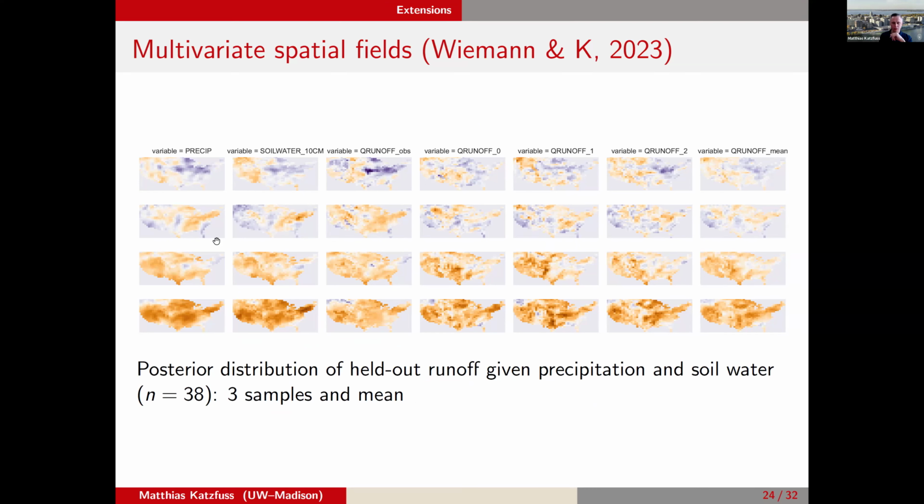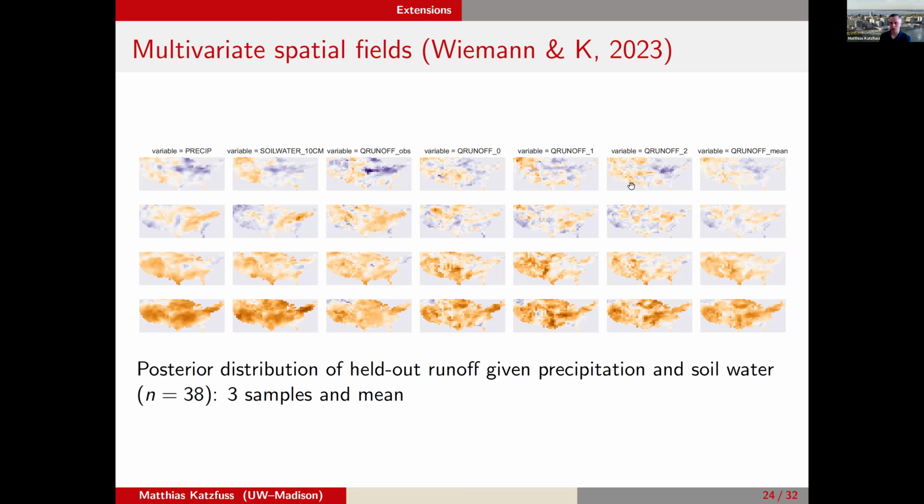Now we look at these test samples here, and we say, let's assume that we don't know the runoff, but that we do know precip and soil water. Then we take the learned distribution in our transport map and compute the conditional distribution of runoff given precip and soil water. So we hold this third column out, and then we try to, for example, sample from the conditional distribution, that is, to get something that is ideally going to represent that third column, or look similar to that third column.